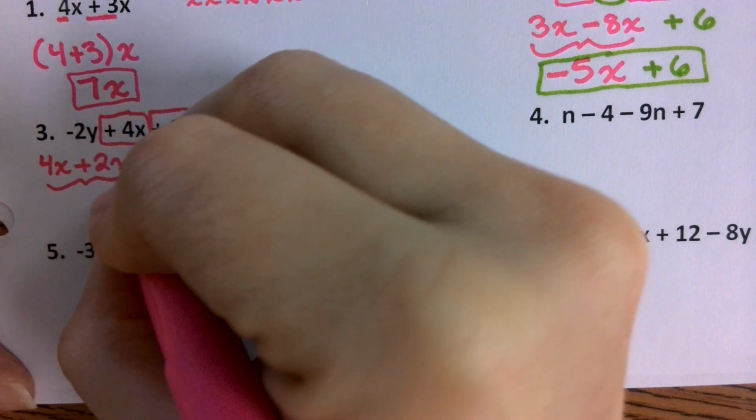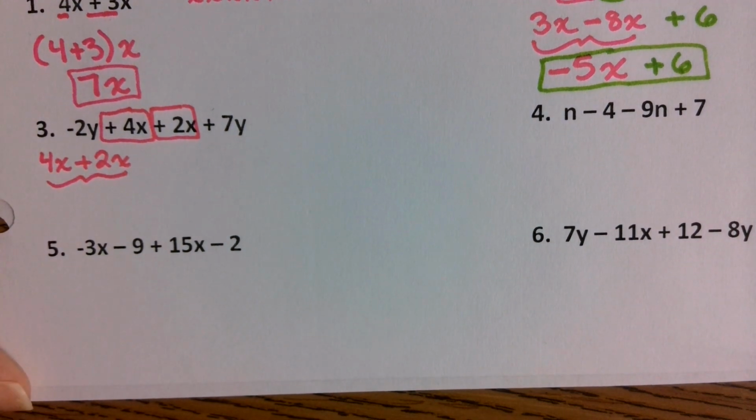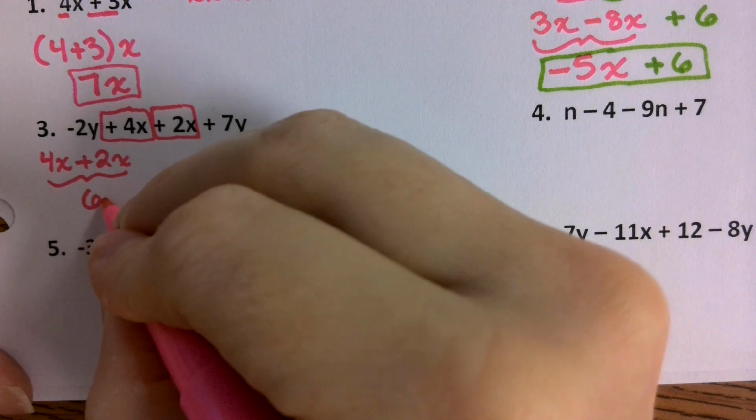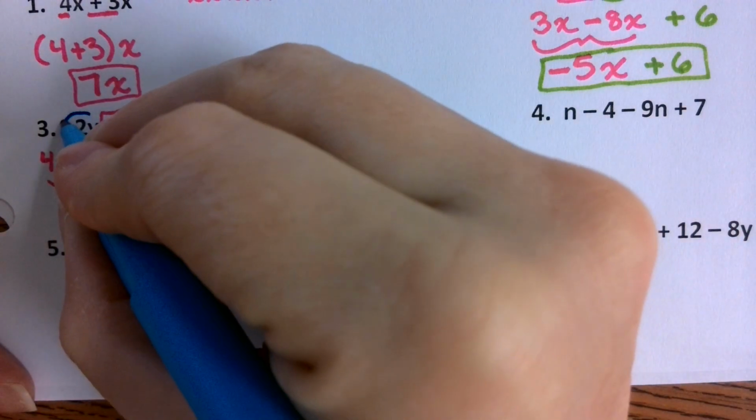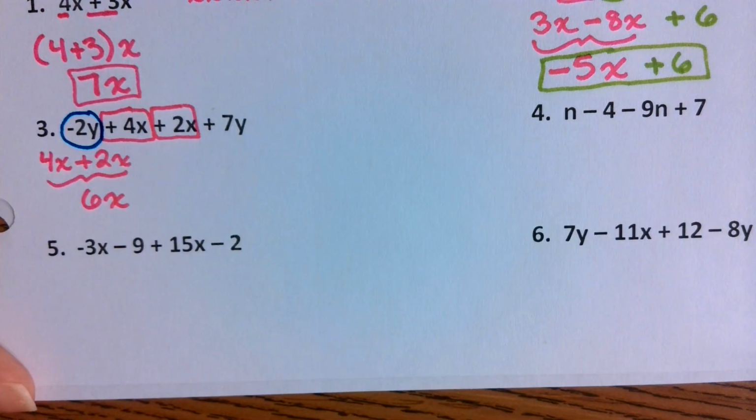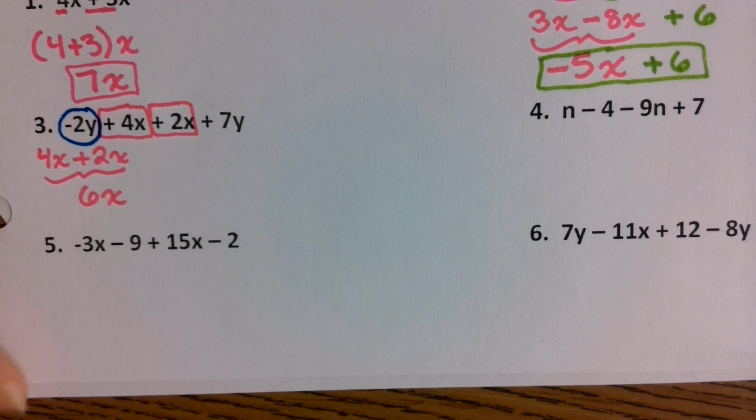What is 4x plus 2x? Brian? 6x. Good. All right, so I've simplified the x's. Am I done? No, I still have the y's I need to focus on. So I've got a negative 2y. I'm going to circle that one in blue. I've got a negative 2y. Do I have a like term with it? No. Do I have any other y's?